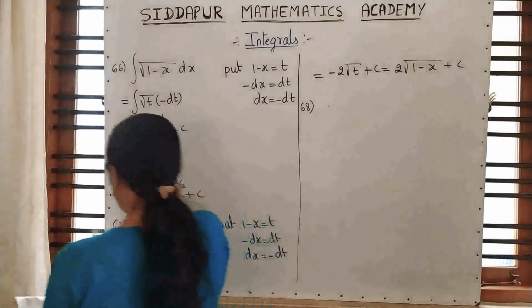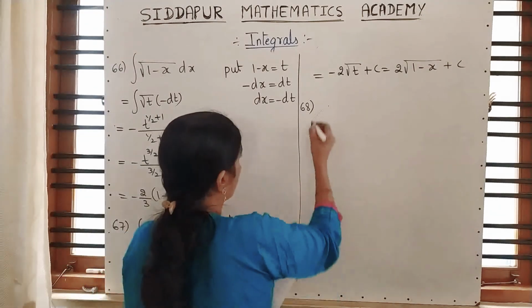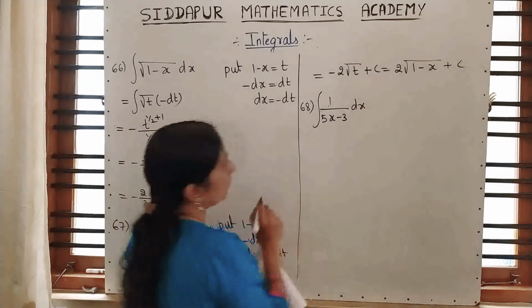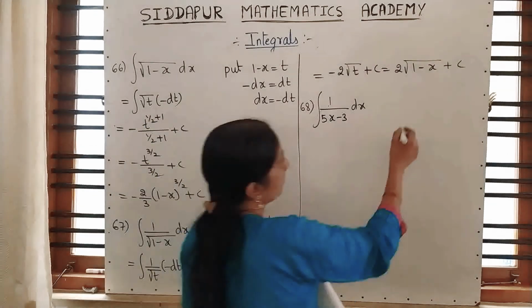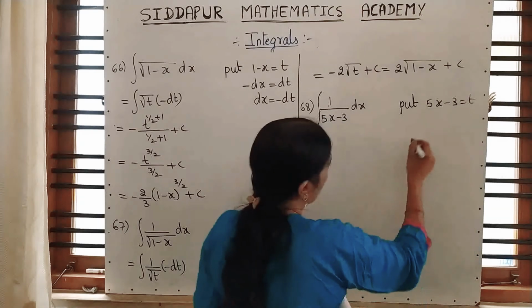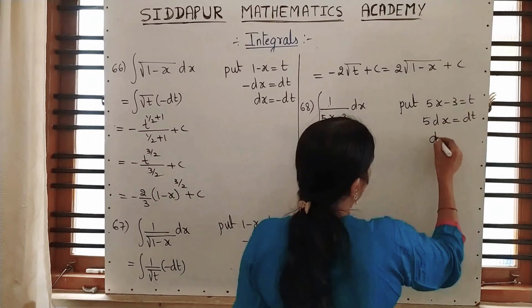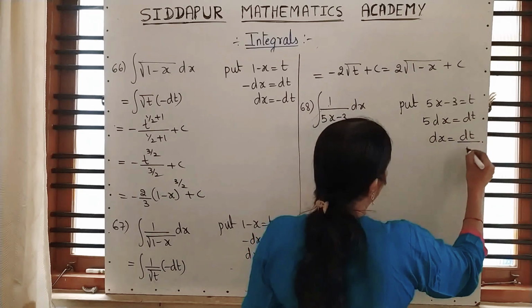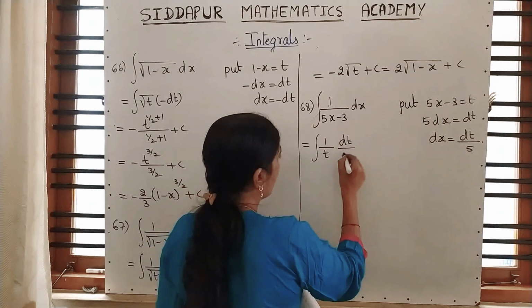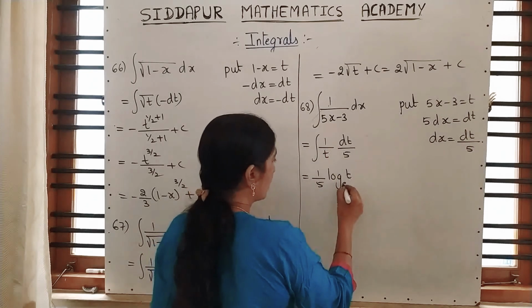Question number 68. One upon 5x minus 3. Put 5x minus 3 is equal to t. 5 constant, x is dx, is equal to dt. dt by 5. 1 by t dt by 5. 1 by 5 constant, integration of 1 by t is log t.